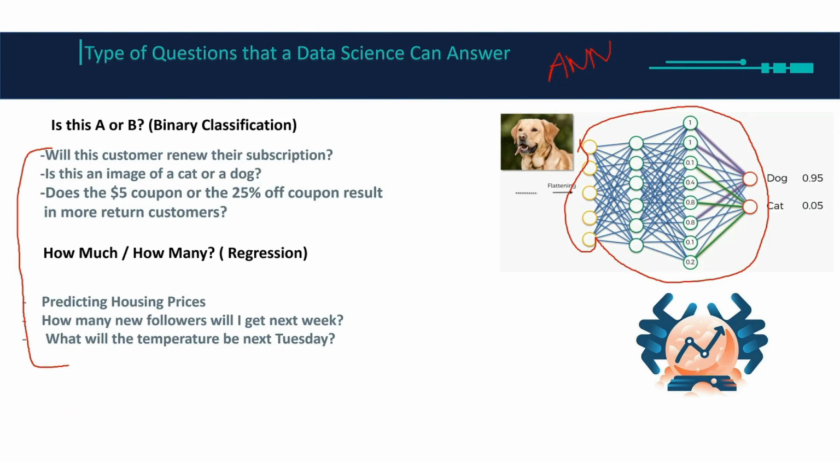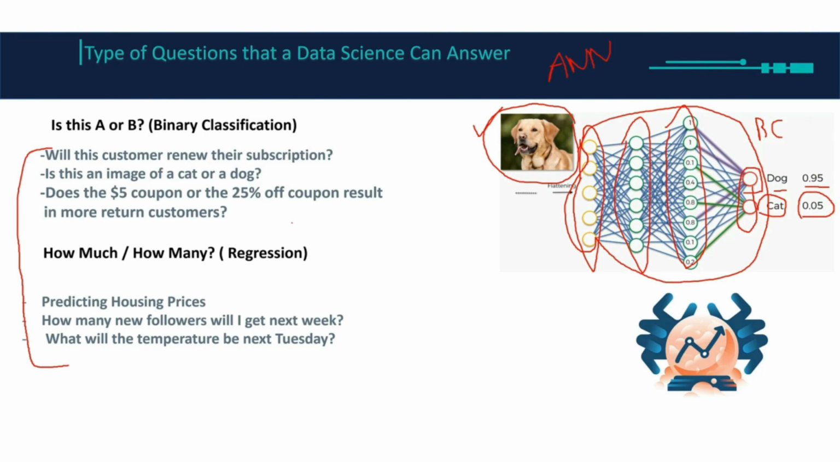Artificial neural network. Here we can see that we have a picture of a dog. Here we call this an input layer, and we have hidden layers, maybe another hidden layer and another hidden layer, and at the end we're going to have something called an output layer. And here we can see that this neural network is classifying that it's 95% that this image is a dog and 5% a cat. This is how a neural network works, and this is a binary classification problem.